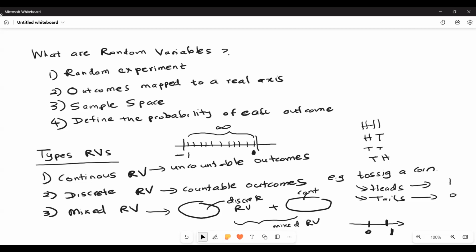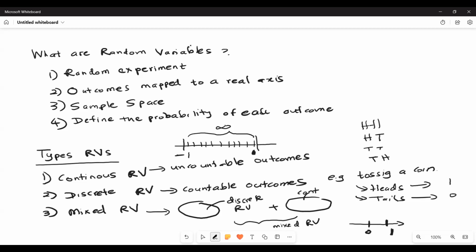So yeah, I hope it is okay. Madam, for the mixed random variable, all the time we have to check both the possibilities, I mean, for discrete as well as the continuous.